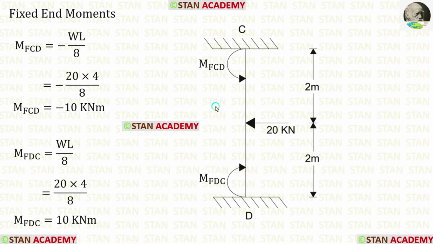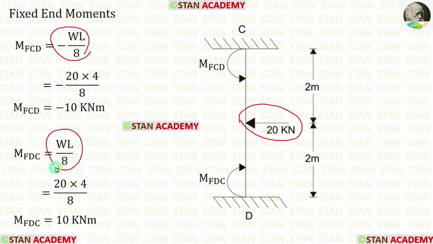Now let us take the column CD and find out the fixed end moments. In the column CD, there is a point load 20 kN acting in the center. The formulas for the fixed end moments are minus WL upon 8 and WL upon 8. Using the formulas, we can find M of CD and M of DC.